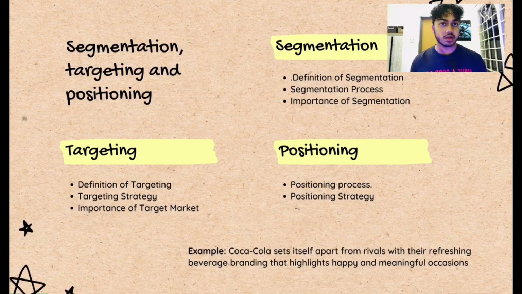Next is targeting. We're going to start off with the definition of targeting. Of course, it is choosing one or more market segments to penetrate and then creating marketing plans just for them. It involves concentrating on particular consumer segments that are most likely to purchase the goods and services offered by the business.